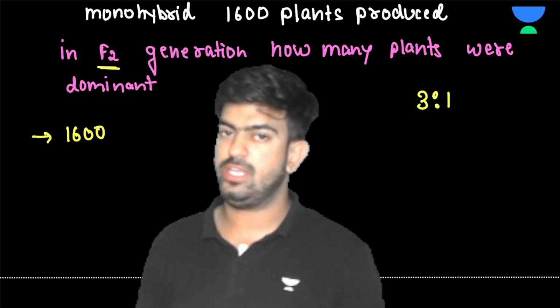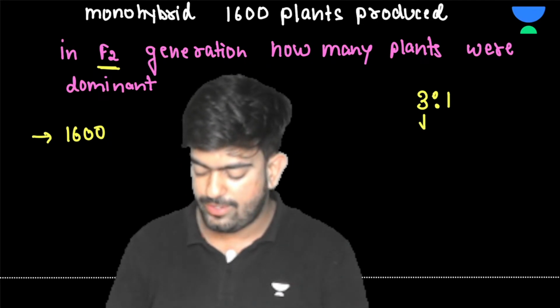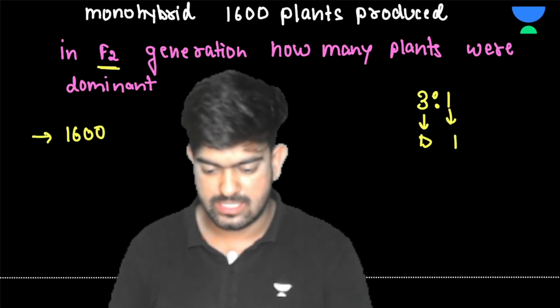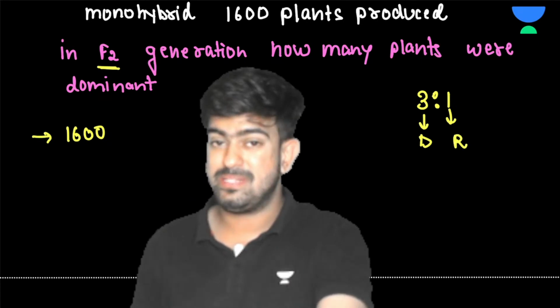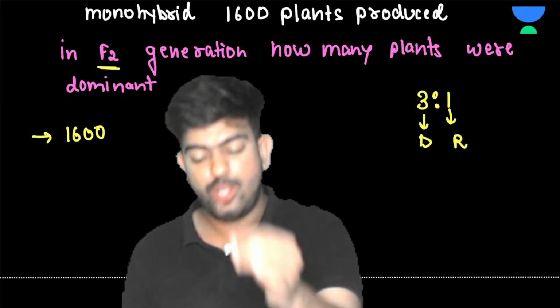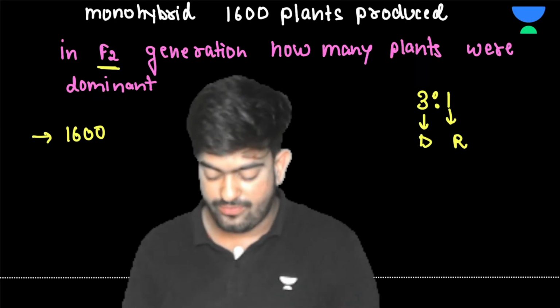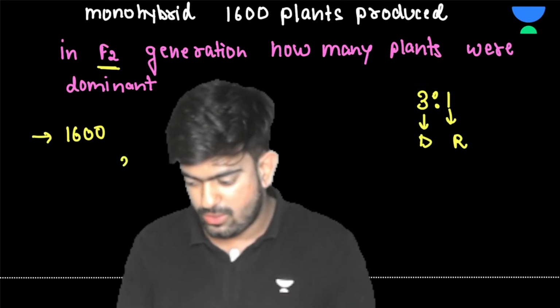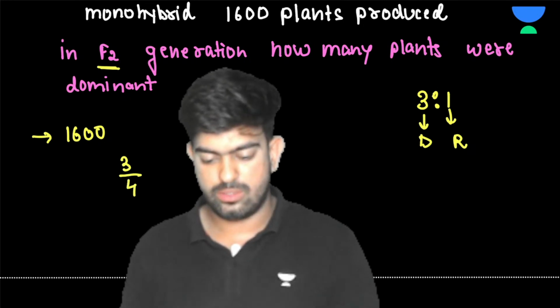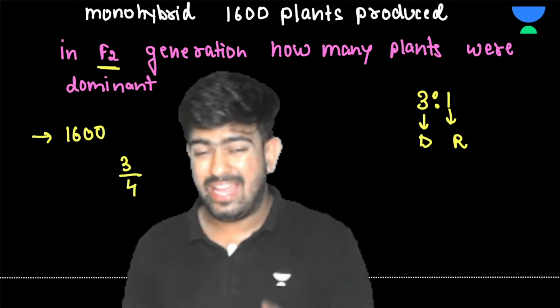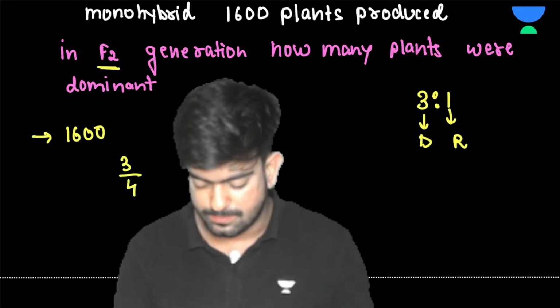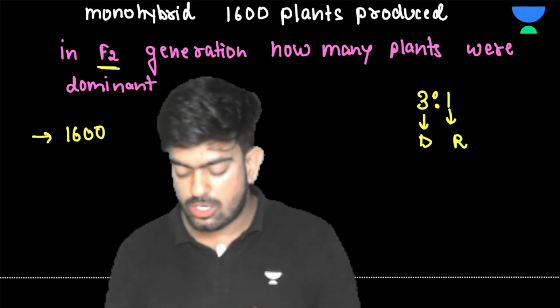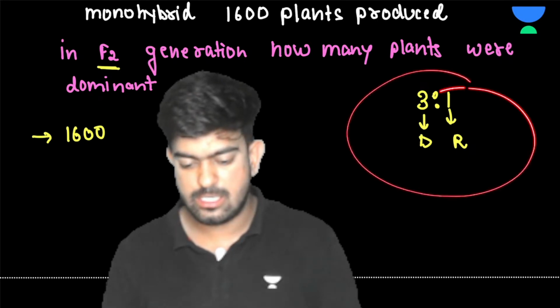So it was 3:1. 3 were dominant and 1 was recessive. In this question, it has been asked how many plants were dominant. So in total, what we are going to do is divide 3/4. This was the ratio thing. Why, sir? Why did we do 3/4? Let's talk about this thing.